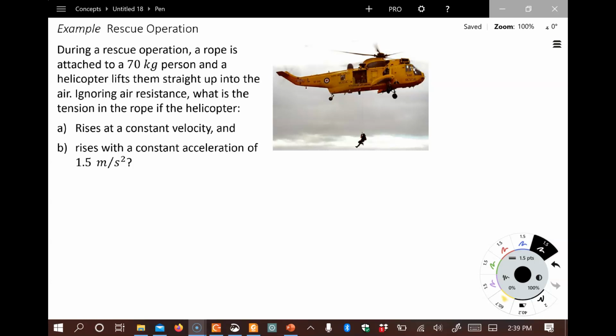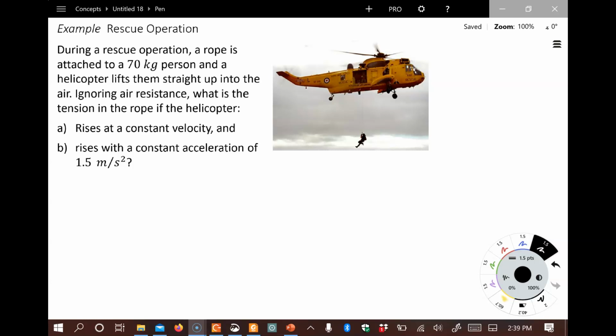All right, so in this problem, we've got a rescue, and you can see there's a person there attached with a rope to a helicopter, and the helicopter is lifting them up. There's two scenarios. In one case, the helicopter rises with constant velocity, and in part B, it rises with a constant acceleration of 1.5 meters per second squared. How do we solve this problem?